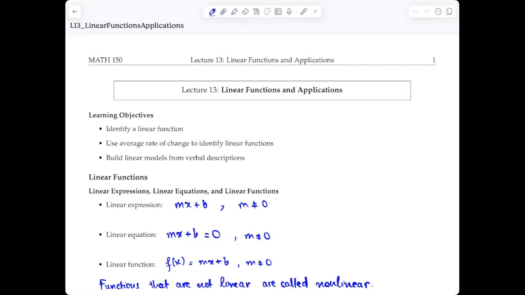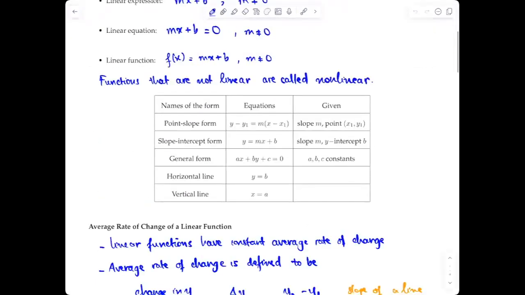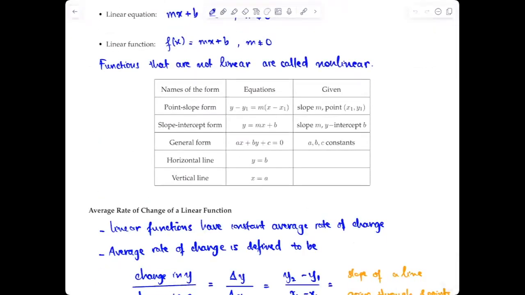Okay. So some of the terminology we already covered in lecture 6, which is finding the equation of the line, right? M in this case is the slope of the line. B in this case is the y-intercept. There are some of the common forms that get used in finding the equation of the line: the point slope form, the slope intercept form, the general form. You have the horizontal line, vertical line. In lecture 6, we also covered how to find the equation of the line if the line is parallel to another line or if the line is perpendicular.